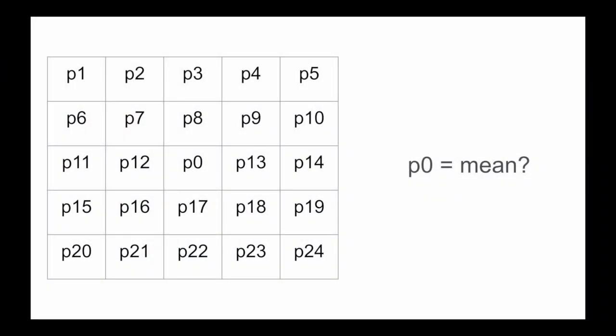When it comes to suppressing false colors, we could just simply set P0 equal to the mean of all of its neighbors. However, this method comes with one major issue. What if the false color is not at P0, but is actually at P12?